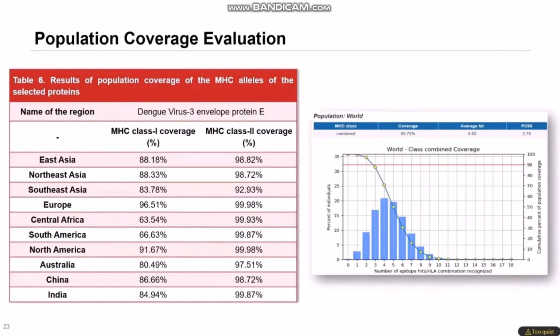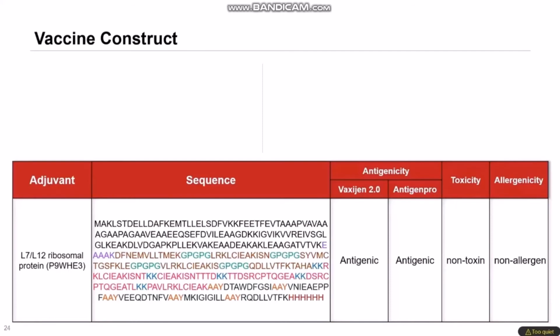For MHC class 2, 5 HTL epitopes were considered and almost all of them showed the highest regional coverage. The distribution of their corresponding MHC alleles in 17 geographical regions and 101 countries found in the IEDB database covers 99.72% of the world's population. The top 5 selected T cell and B cell epitopes were used for the vaccine construction.